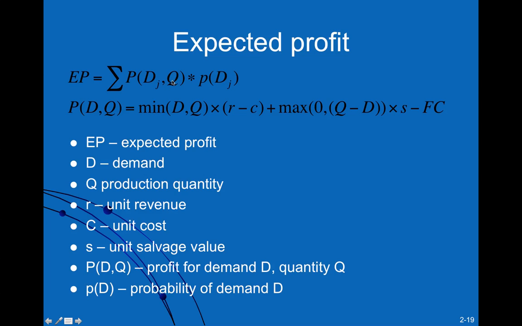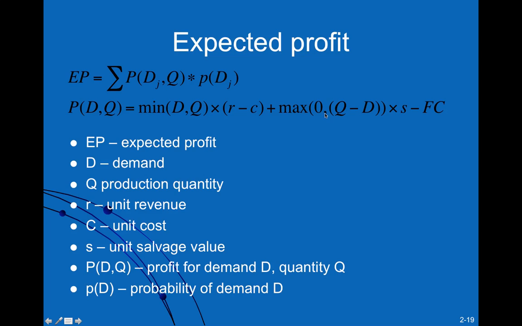All right? And I've given you a formula here where you can calculate your contribution to profit. This is just your revenues minus costs, which would be your unit profit, multiplied by however many units you sell. Of course, if your demand is larger than your quantity Q, you will sell Q. But if your demand is smaller than Q, then you can only sell D. That's why this is the minimum of those two.